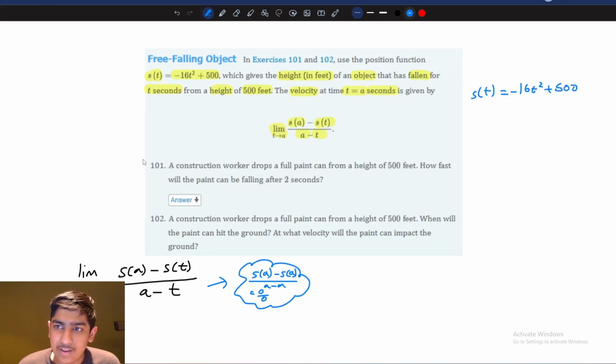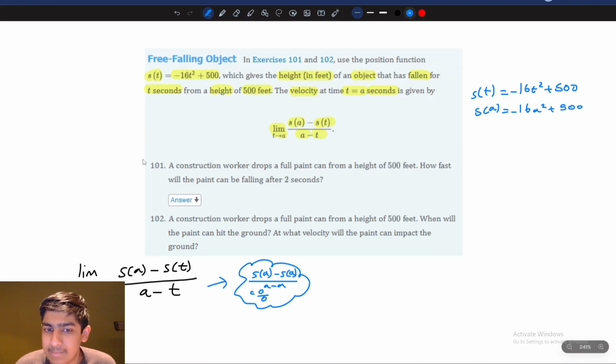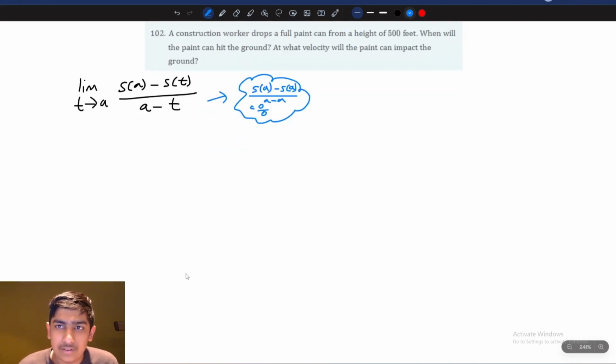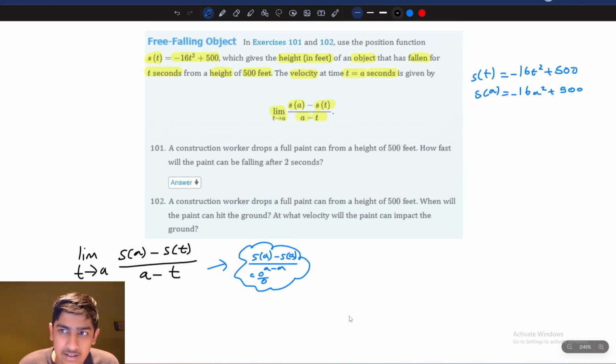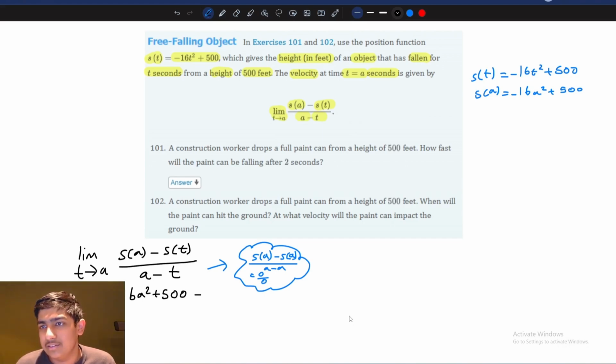If we want to find s of a, it's just as simple as plugging in a for t. So s of a will equal negative 16a squared plus 500. So what we'll get here is the limit as t approaches a of negative 16a squared plus 500 minus s of t, and again s of t is negative 16t squared plus 500.